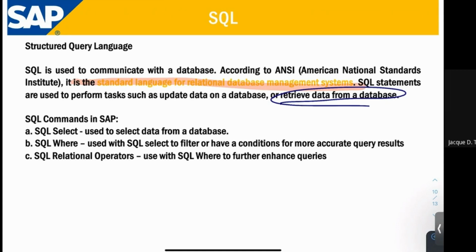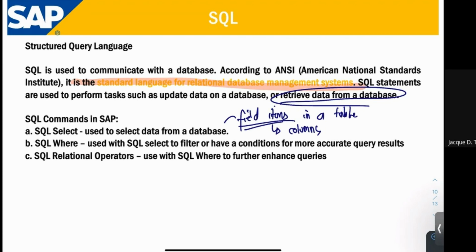Now, in your retrieval of data from a database, our SQL commands in SAP are SQL select, SQL where, SQL relational operators. So let's start first with SQL select. SQL select is used to select data from a database. So we'll just select data or some field items in a table. And you already know that when we talk about field items in a table, these are your different columns. Okay. So in your SQL select, we will just select some data items based on our field items.